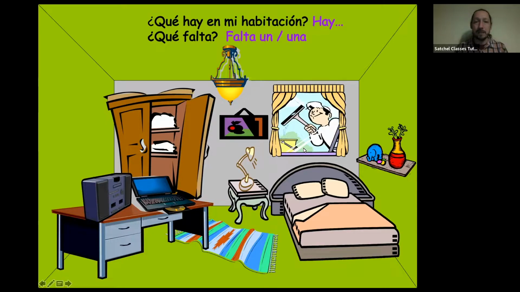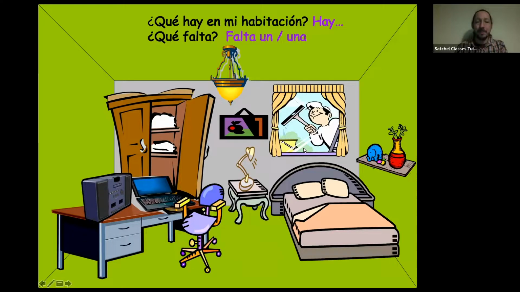¿Qué falta en mi habitación? I've just actually removed one of the objects. Can you remember which one that was? It was a chair. Yes. How do we say that in Spanish? Una silla. Falta una silla. Now, what is missing? Look, the chair came back, but something else left the room. ¿Qué falta en mi habitación? Falta una moqueta.